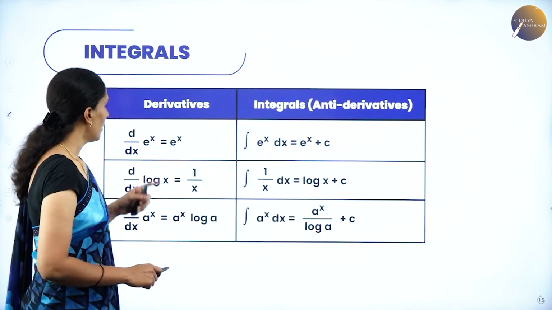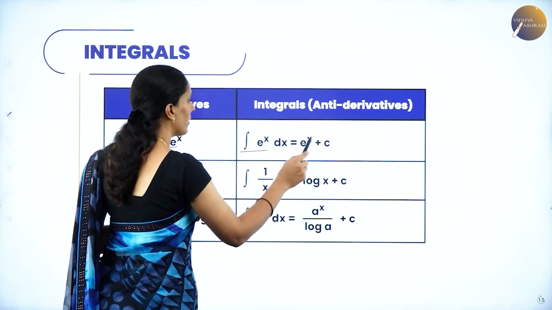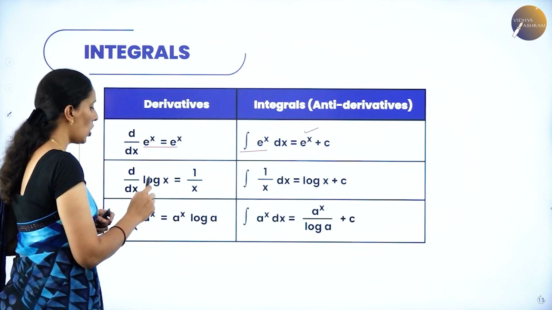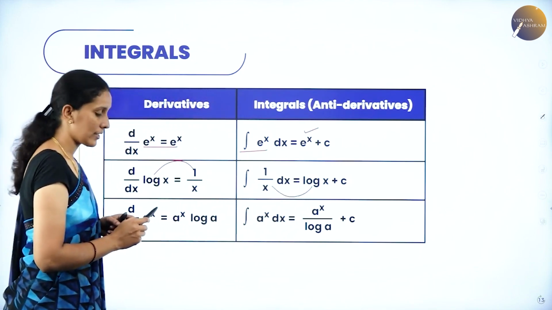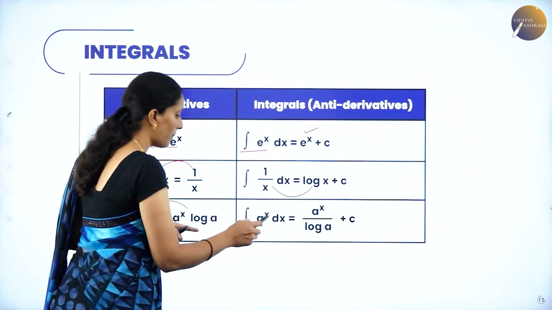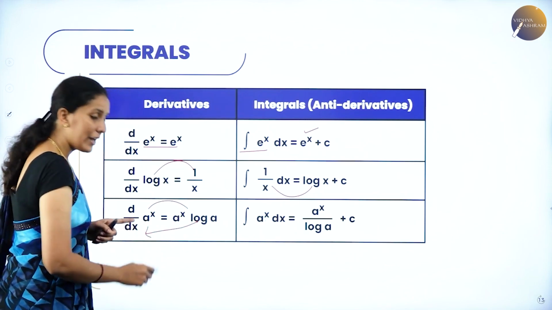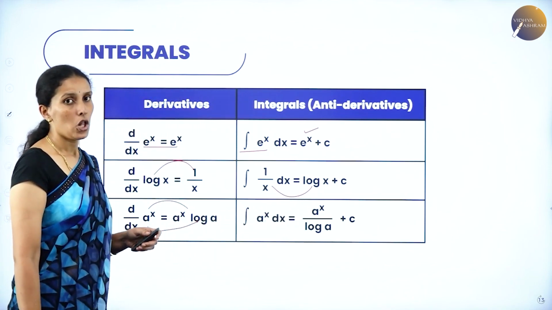And similarly, for e power x, the derivative is e power x. Therefore, integration of e power x is also e power x. Derivative of log x is 1 by x. Therefore, integration of 1 by x is log x. Derivative of a power x is a power x log a. Here, the integral of a power x becomes a power x divided by log a. So, you can clearly say it is a power x divided by log a.